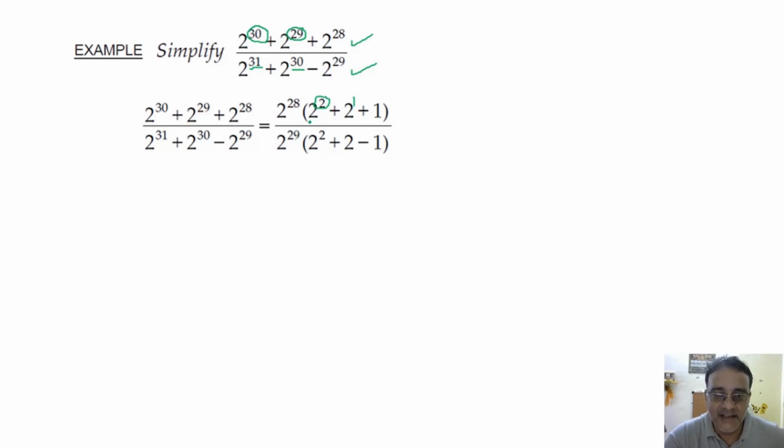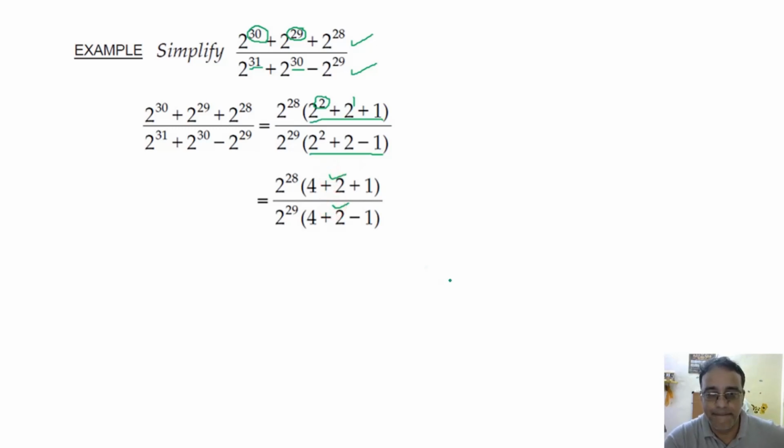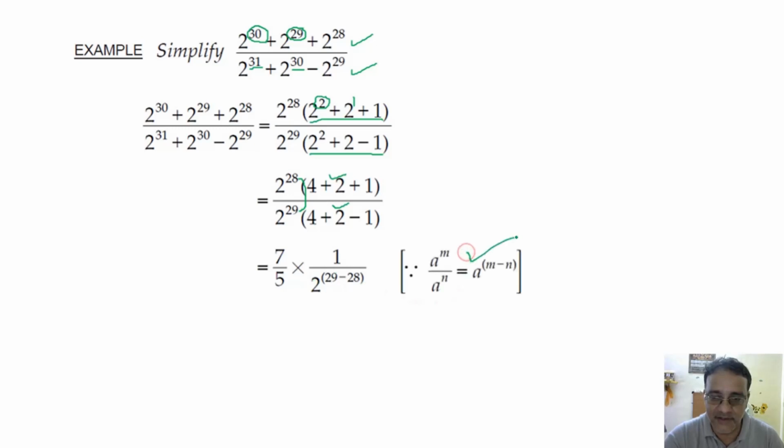Now see, this will become 4 plus 2 plus 1, and this will become 4 plus 2 minus 1. So what is the value of these two? 7 by 5. Okay. Now in the same step we will subtract these two, क्योंकि ये डिवीजन में है और नीचे वाला बड़ा है, इसलिए हम लोग यहाँ नीचे सब्ट्रैक्ट करेंगे. This property we have used, division one.